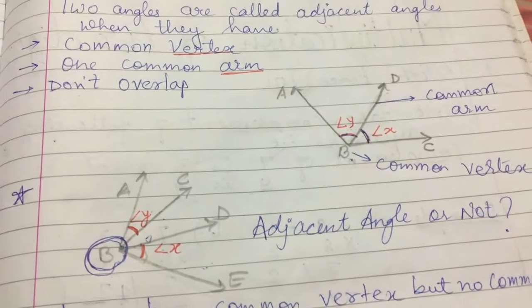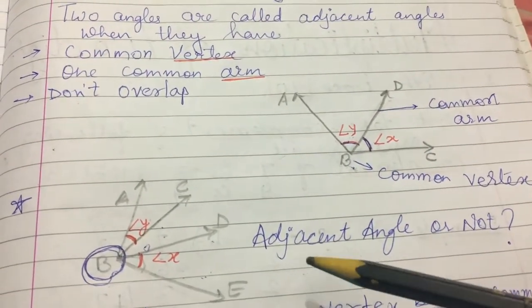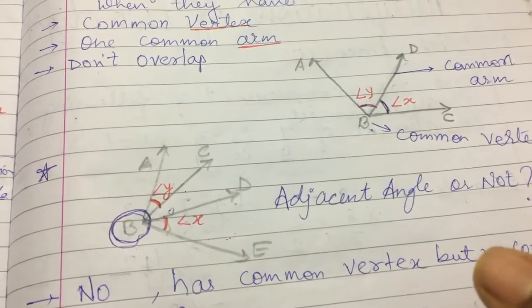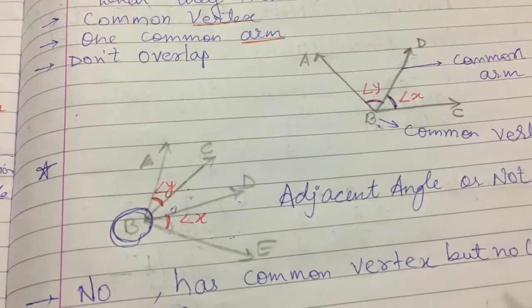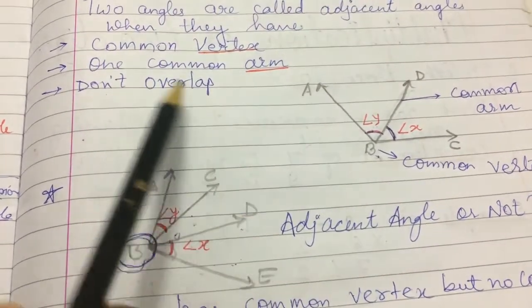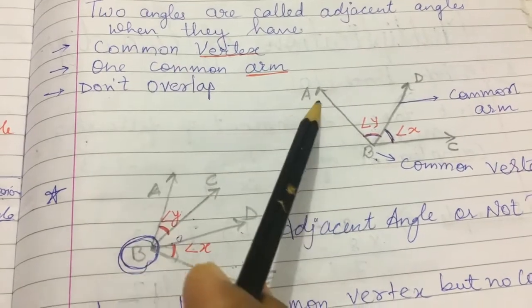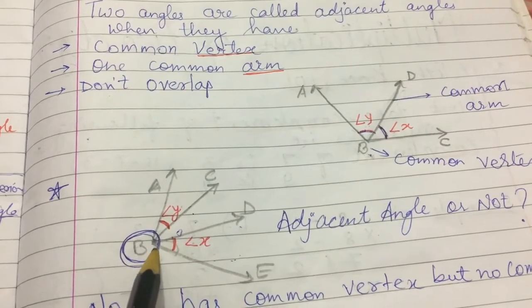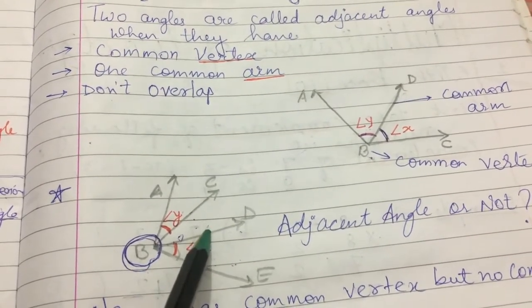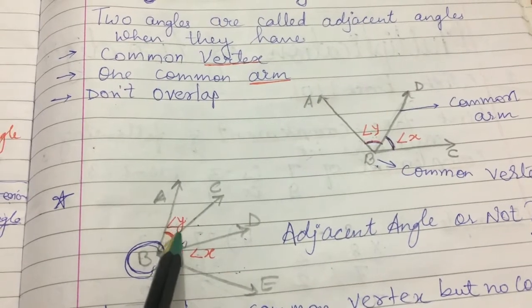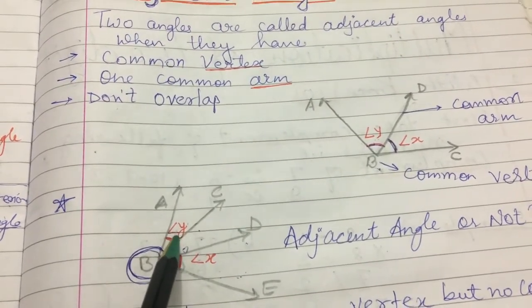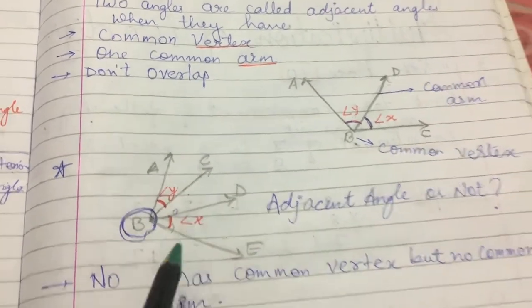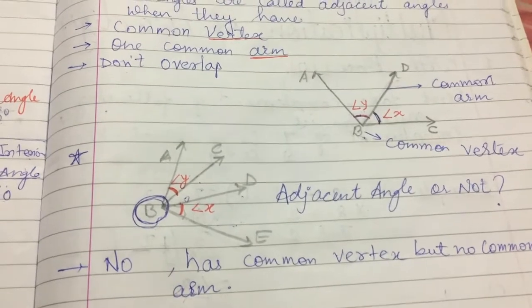So here is one question: is this an adjacent angle or not? No, it is not an adjacent angle. Why? Because see friends, as I told, it should have a common vertex and a common arm. Here we can say it is a common vertex, but what about the common arm? You can see angle X is there, angle Y is there, but there are two arms, that is BC and BD. So friends, this is not an adjacent angle.